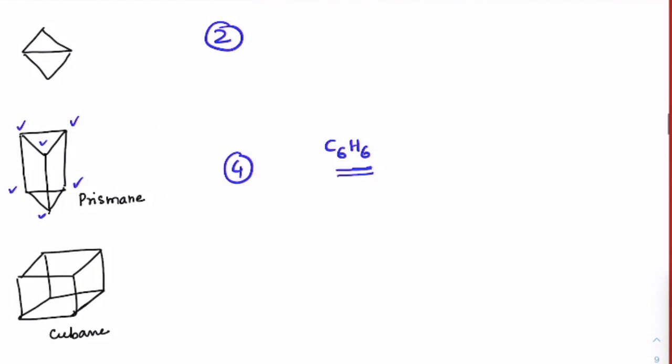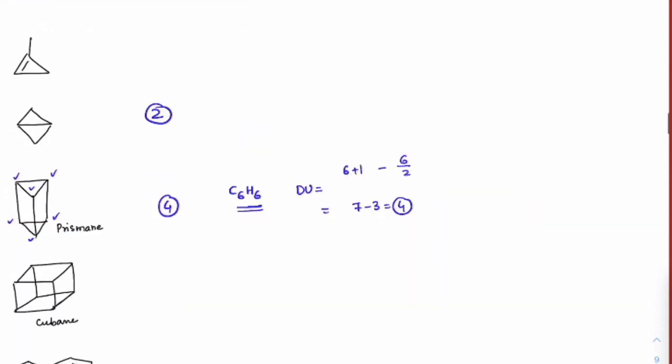Now calculate the degree of unsaturation. How much do we have? 2 times 6, correct? Or just now we have checked the formula: 6 plus 1 minus 6 by 2. How much am I getting? 7 minus 3. What is the degree of unsaturation? 4. Why are we dividing?